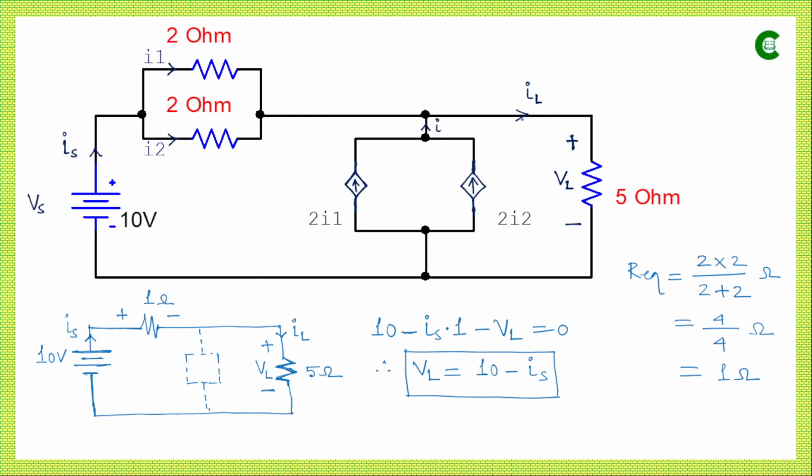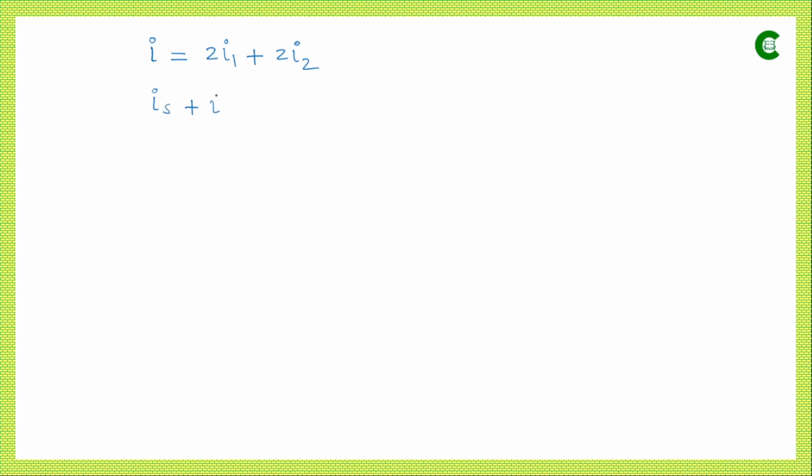As per node analysis, the algebraic sum of all these currents will be 0, or we can say the sum of all the incoming currents to a particular node will be equal to the sum of all the outgoing currents from that node. Here we have two incoming currents, IS and I. So IS plus I will be equal to IL, because for this node we have only one outgoing current. IS plus I equals IL.